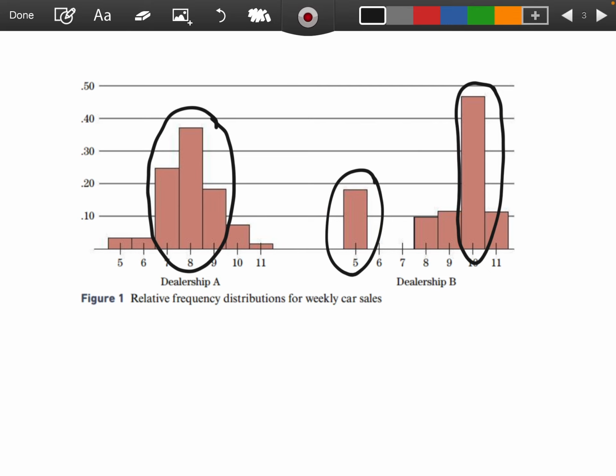Yes, dealership A is more consistent. Dealership B has a lot more weeks with higher weekly sales, but on the flip side, compared to dealership A, they also have a lot more weeks with lower weekly sales. So we can figure out with this risk which one we would like to go with. That's why these histograms are so useful, because they help us to compare that data.